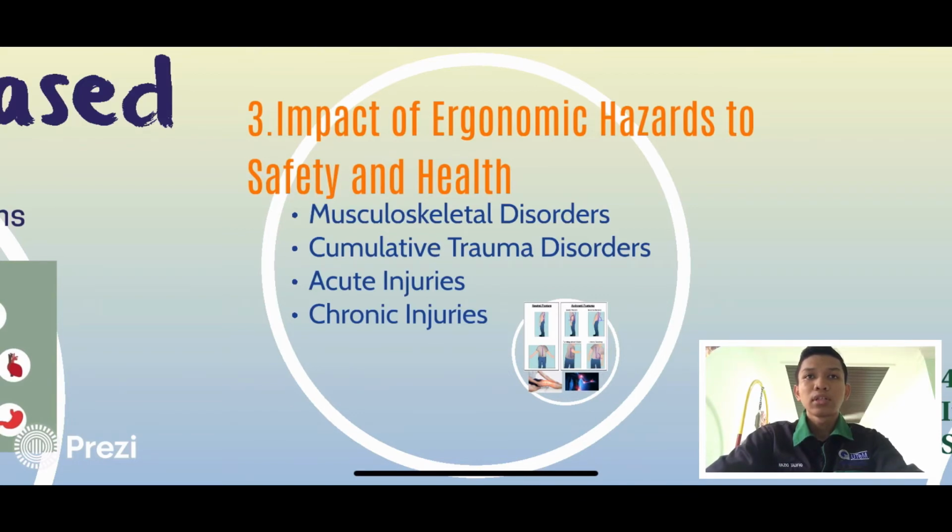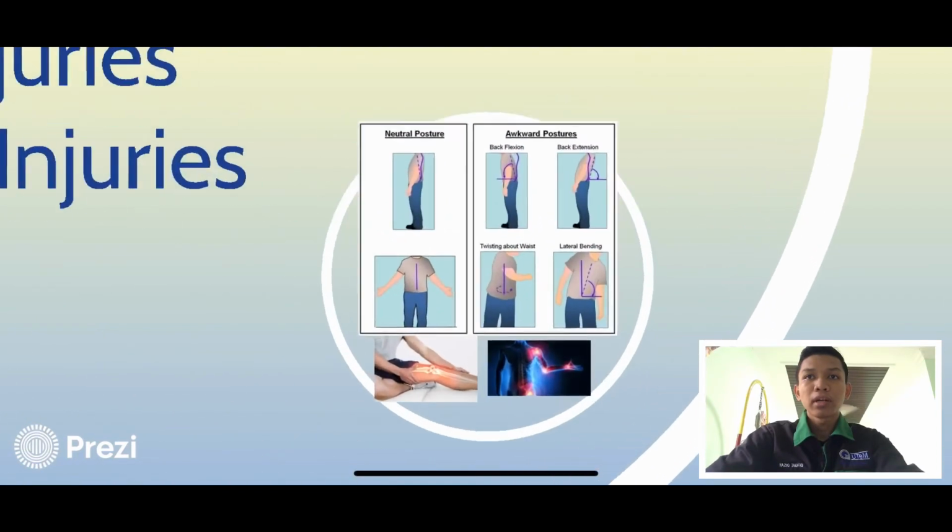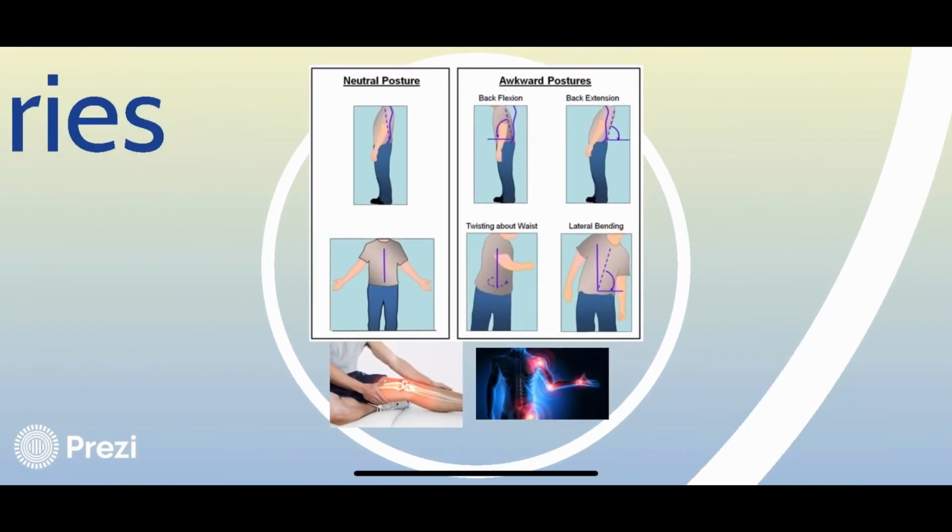Fourth, chronic injuries. These happen after prolonged exposure to the hazards. The examples of chronic injuries contain five. First, chronic muscle sprain and ligament strain, spine disorder, intervertebral disc disorder, hernia and piles, and neural disorder.